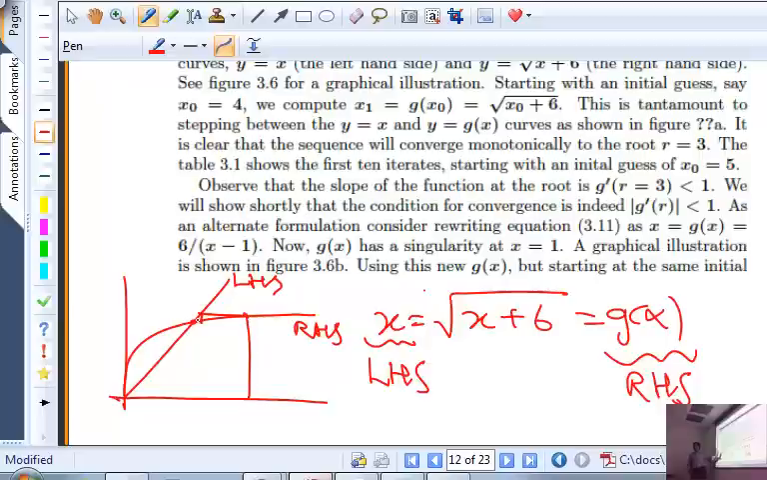But the key that you need to notice is that at the point where these two intersect, what is the slope of that curve g of x? What is g prime?